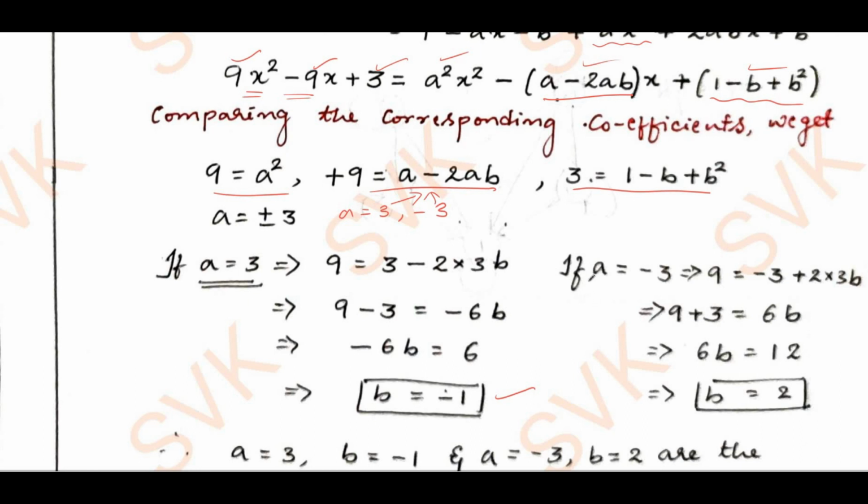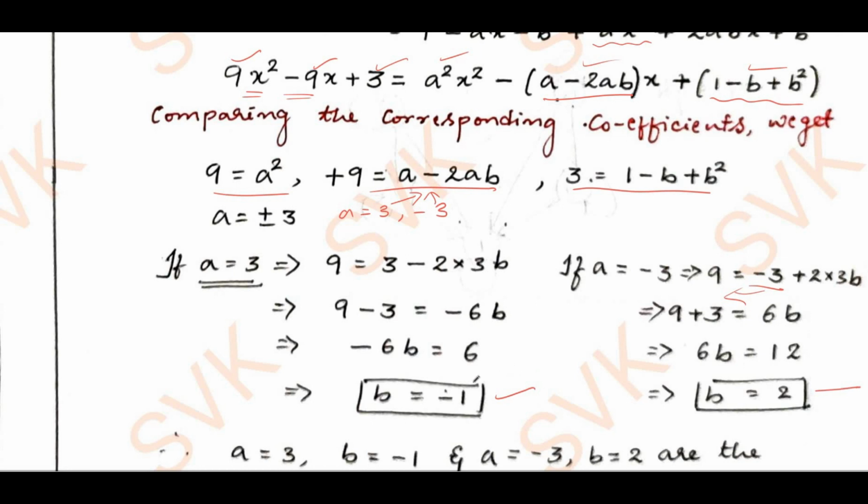Similarly, if a equal to minus 3, if I substitute a equal to minus 3 in this expression, a value is minus 3. Here also a value is minus 3. Minus into minus becomes plus, so it is plus 6. 2 times 3 is 6b, and I have shifted this minus 3 to the left hand side. That becomes 9 plus 3 equal to 6b. Further, 6b will be equal to 9 plus 3, which is 12. So 12 by 6 equal to 2. That is the value of b.